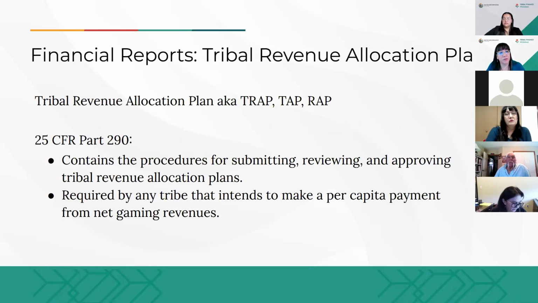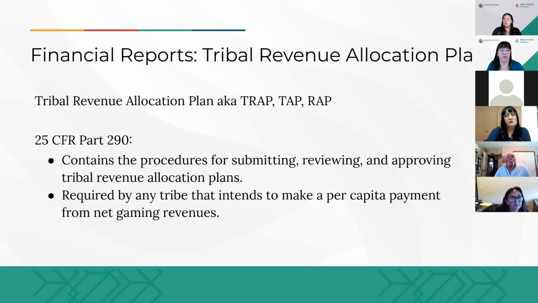So we'll move into the next report, which is a tribal revenue allocation plan. This is a financial report that you may see. I've heard it called a few different things: TRAP, TAP, RAP. So I just included everything in here. Typically, I've done these at the end of the year to make sure that we are in compliance with our revenue allocation plan. If you go to 25 CFR Part 290, that has all the information for the procedures for submitting, reviewing, and approving allocation plans. And these are required by any tribe that intends to make a per capita payment from net gaming revenues.